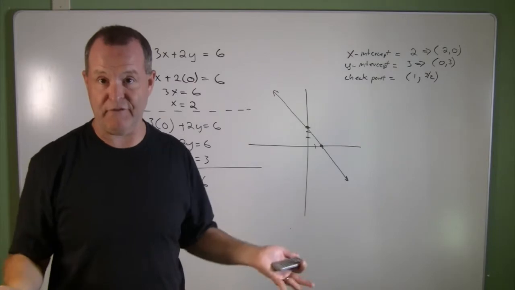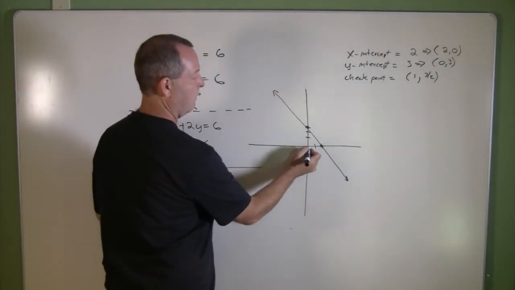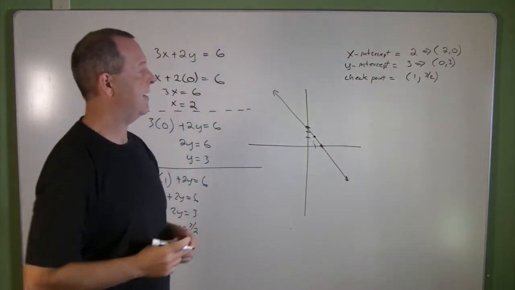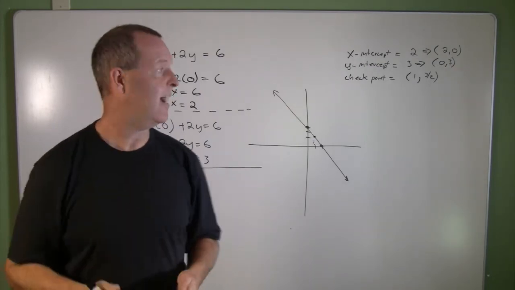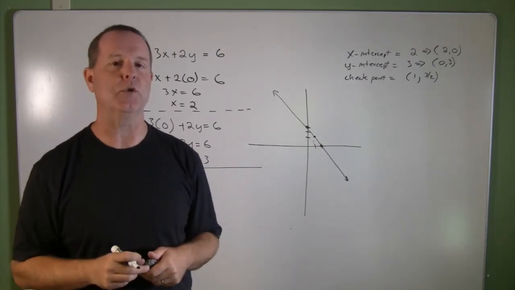I want to confirm that point looks like it's also on the line. So it's over 1 and up 1.5. And I see that my checkpoint is on the line, which gives me confidence that my intercepts were correct, and those intercepts allow me to choose the correct line.